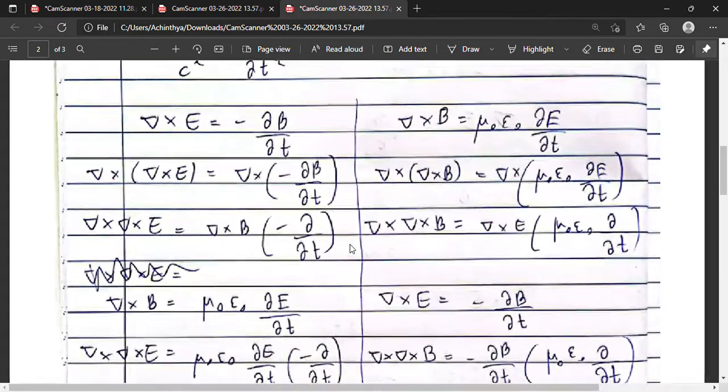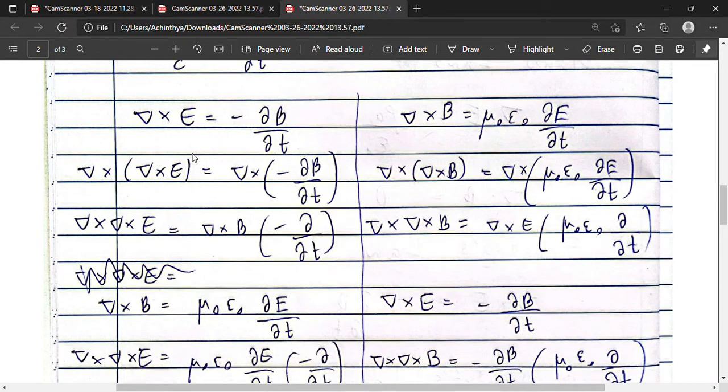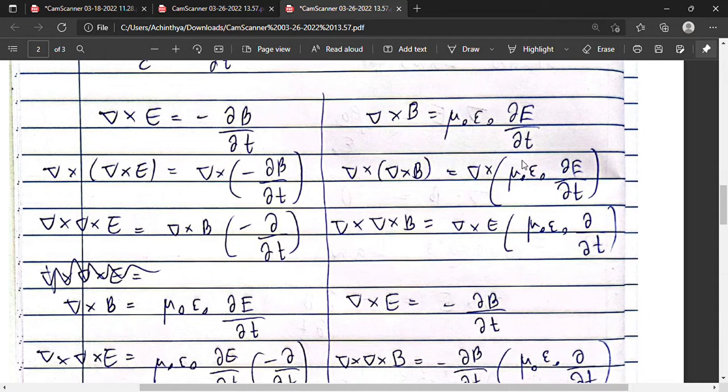So basically, we are taking the curl of this side, we're going to take the curl of this side also. So we are taking the curl of the negative derivative of the magnetic field with respect to time. So basically, what we are doing is we are taking the negative derivative of the curl of the magnetic field with respect to time, which we can represent as so. You can do the same thing over here.